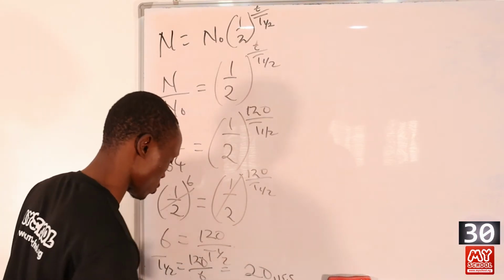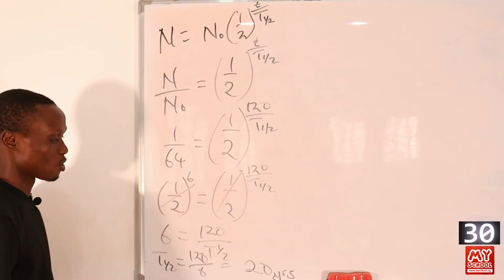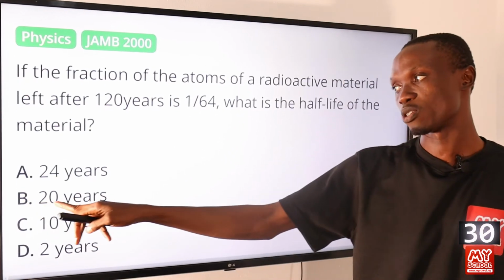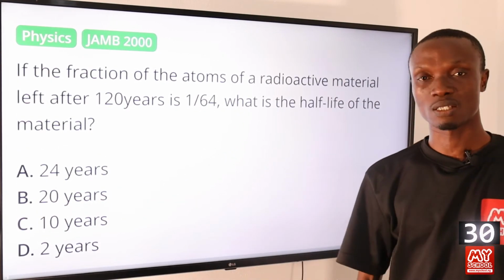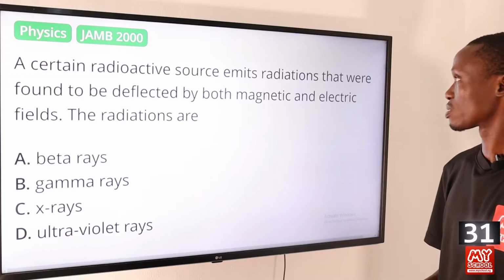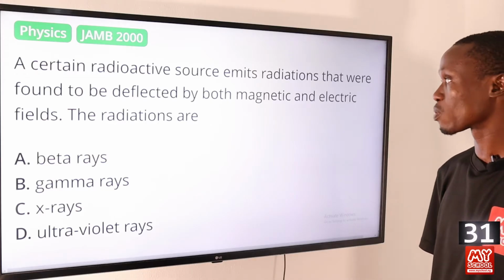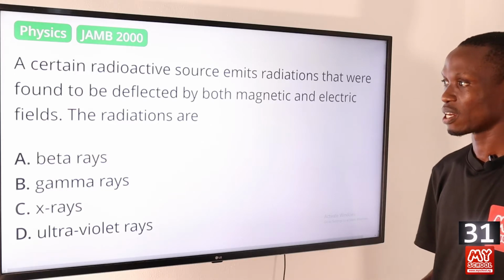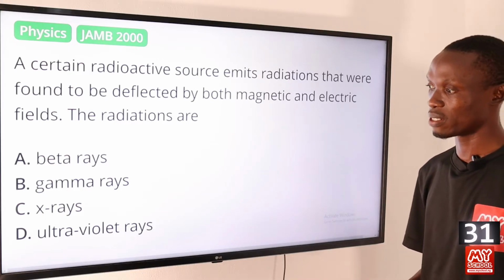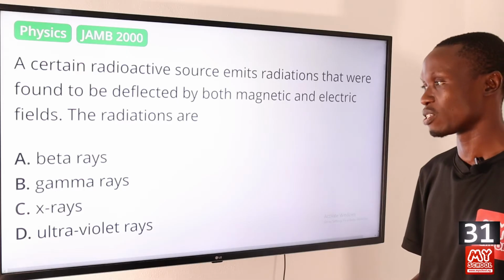Okay, so let's return back to the board to pick the correct answer to this question. From our calculation, the half-life of the material is equal to 20 years. So that makes option B the correct answer to this question. Question 31. A certain radioactive source emits radiations that were found to be deflected by both magnetic and electric fields. The radiations are A, beta rays, B, gamma rays, C, X rays, D, ultraviolet rays.